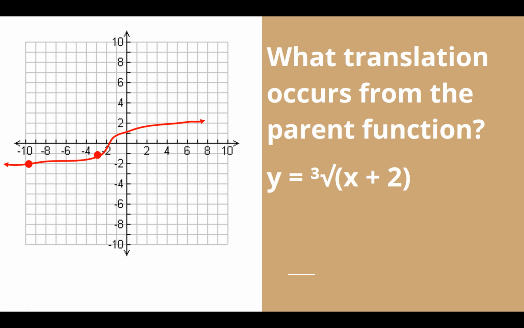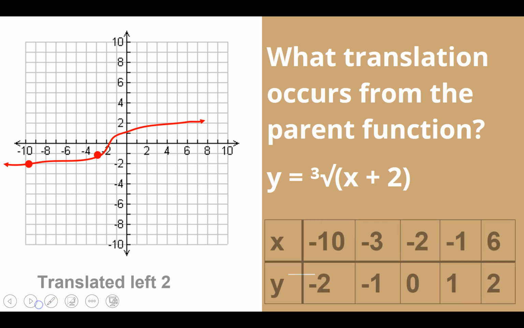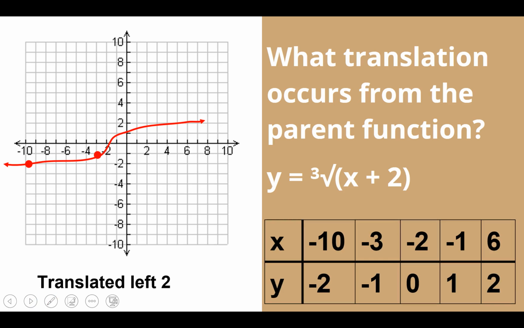Oh. So this one is going to be to the left. Yep. So to be moved to the left 2 means your x's actually are subtracted by 2, but your y's stay the same. Because negative 10 plus 2 equals negative 8. Square root of that is negative 2. Make sense? So it gets moved over.